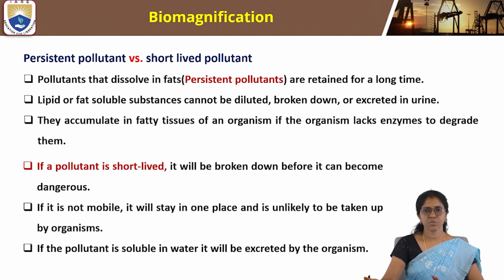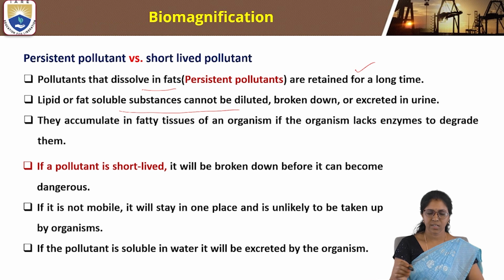What are the differences between a persistent pollutant and a short-lived pollutant? Pollutants that dissolve in fats and are retained for a long time are called persistent pollutants. These are long-lived pollutants. Lipid or fat-soluble substances cannot be diluted, cannot be broken down, and cannot be excreted in urine. So they accumulate in the fatty tissues of organisms if the organism lacks enzymes to degrade them.